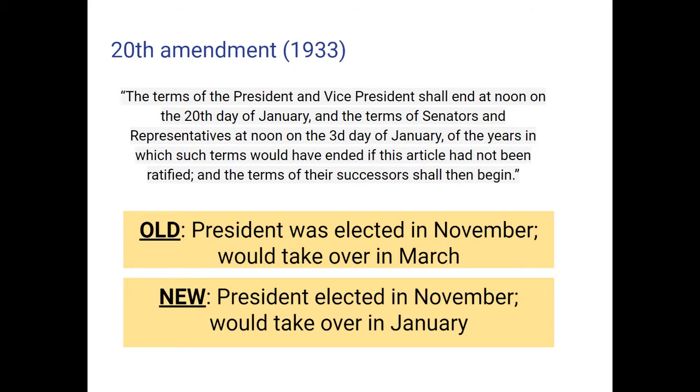There's less of that awkward gap between when somebody's elected and when they actually take over the job and start doing it. Again, we're looking at this through the eyes of the presidency, but it's the same thing for Congress. They used to be elected in November and they wouldn't take over until March, and now like the president, they're elected in November and they take over in January.